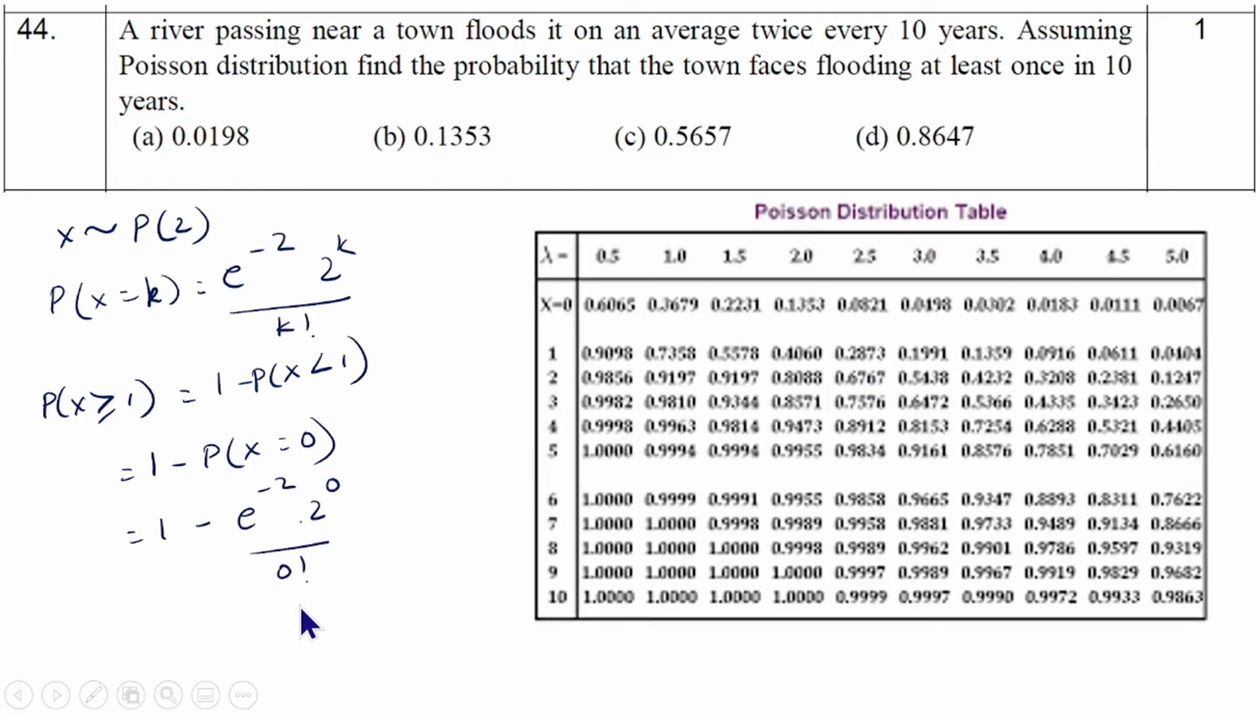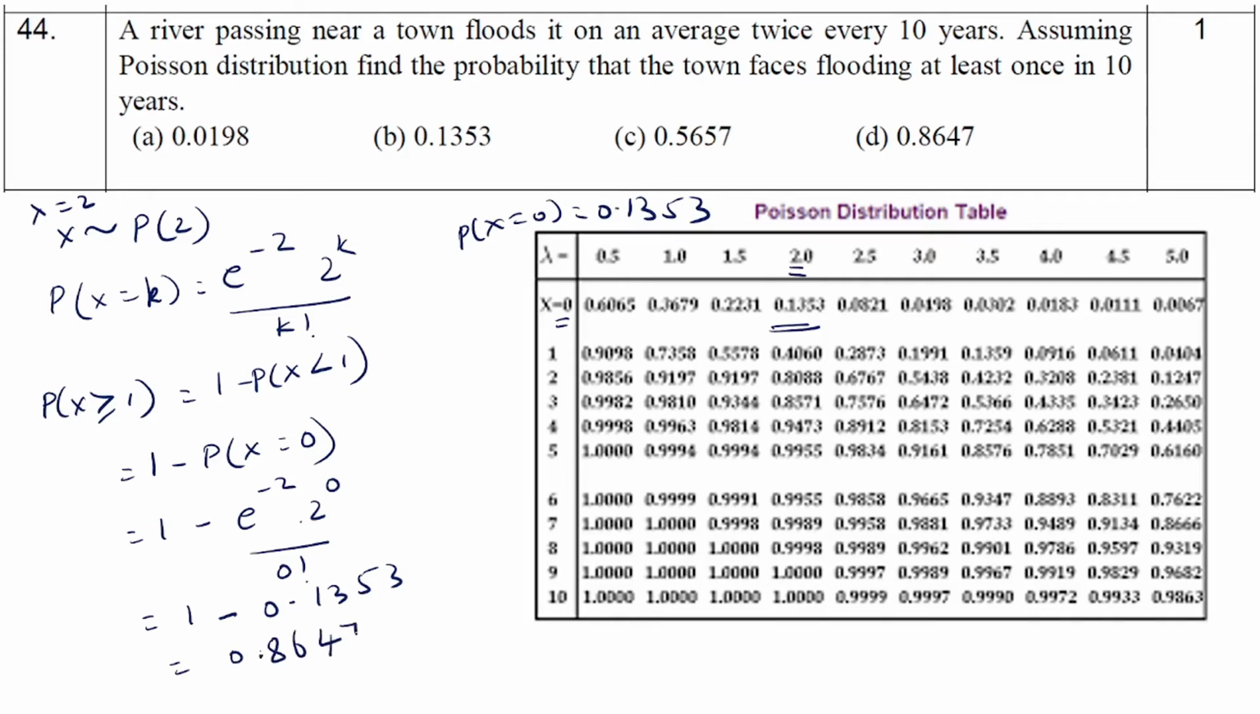Now using the Poisson distribution table for lambda equal to 2, for lambda equal to 2 and X equal to 0, the value is 0.1353. So probability of X equal to 0 is 0.1353. So this is equal to 1 minus 0.1353, or it is equal to 0.8647. So the correct option is option B.